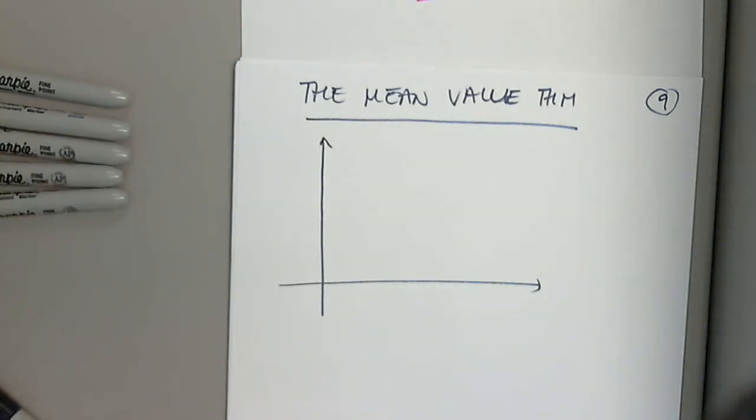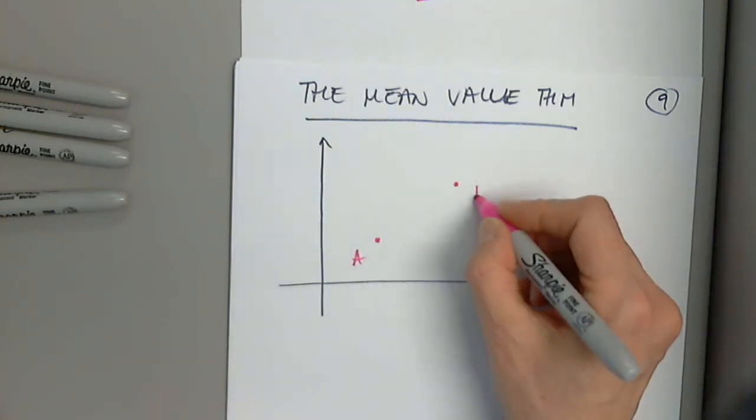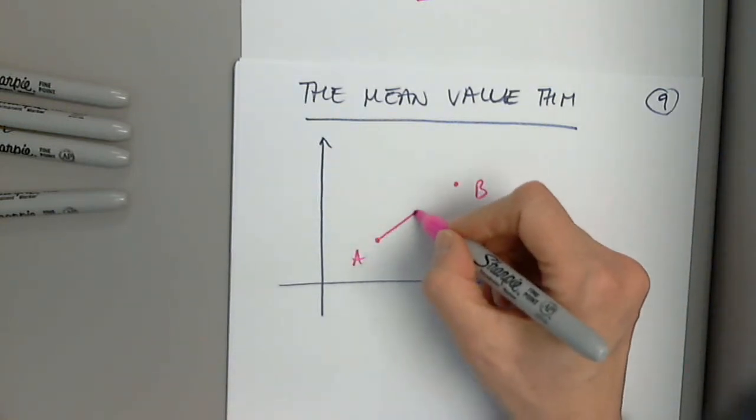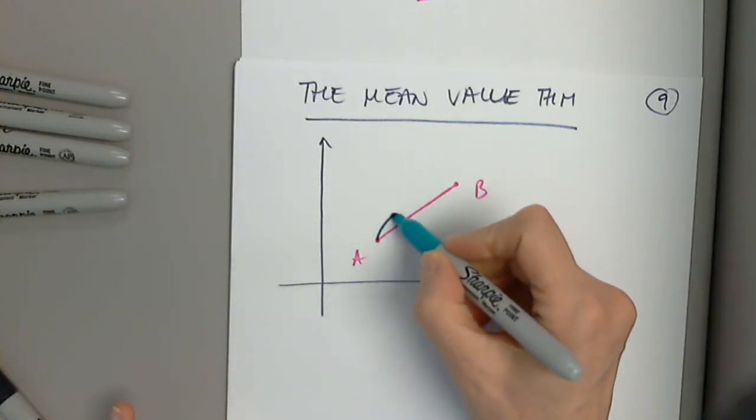Okay, so here's another situation. Point A, point B. This is not the function. This is just a line segment between A and B. And I'm going to say this is the function.